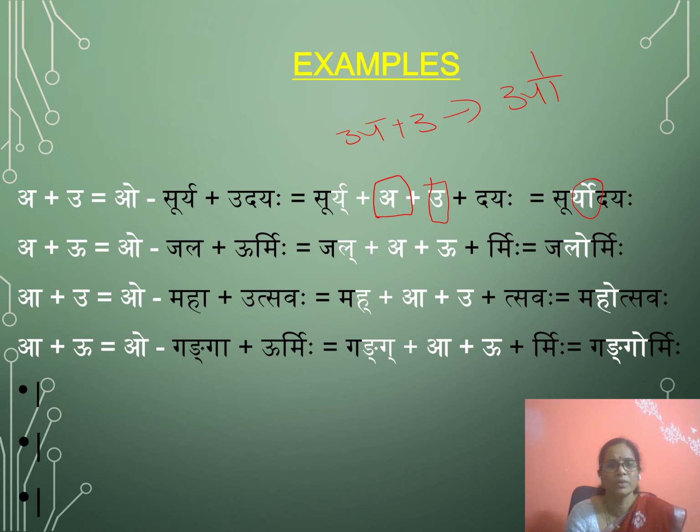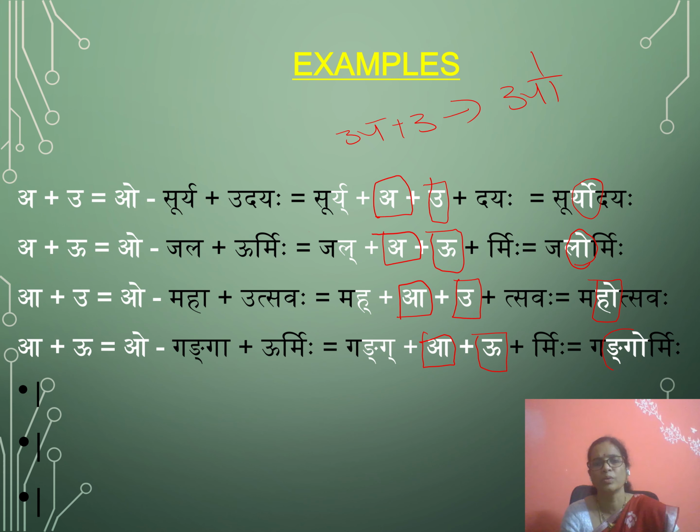The second example is Jala plus Urmi. In this, Jala ends with a, Urmi starts with u. Then we get Jalormihi. Next, Maha: the first word ended with a, Utsavaha, the second word, started with u. Then Mahotsavaha. And the last example, Ganga: a is there, Urmihi: u is there. So both sides are long vowels, a plus u, and then Gangormihi, o came, right?